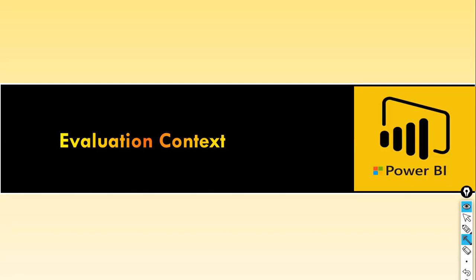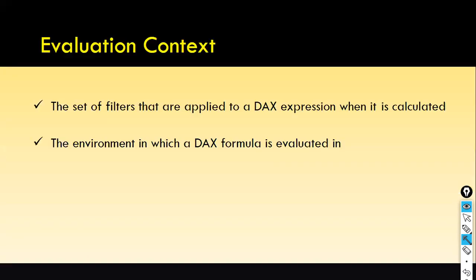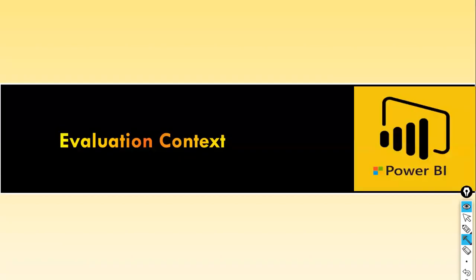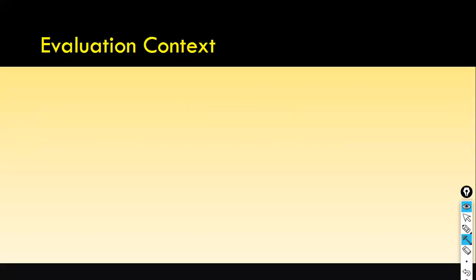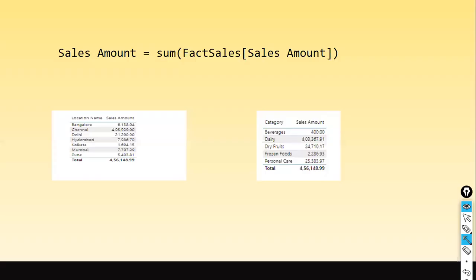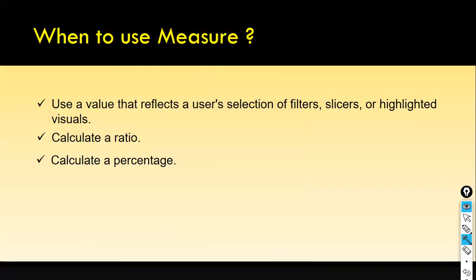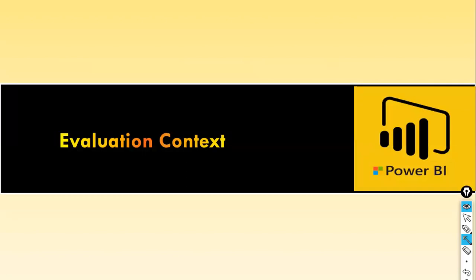What is evaluation context? Can someone tell me? We discussed evaluation context and setting the initial filter context. Anyhow, don't worry. Evaluation context refers to the set of filters that are applied to your DAX expression or your visual. There are two different types of evaluation context: one is the row context, and the other is the filter context, and then the query context. The query context is nothing but the output of both your row and filter context, which forms the basis for your query context.